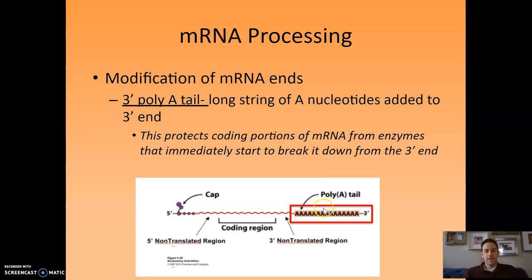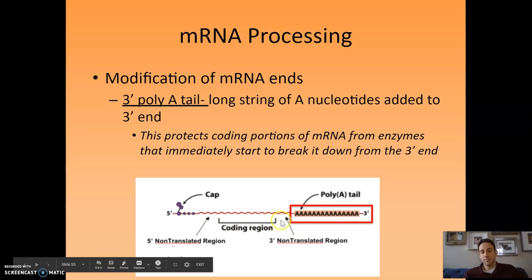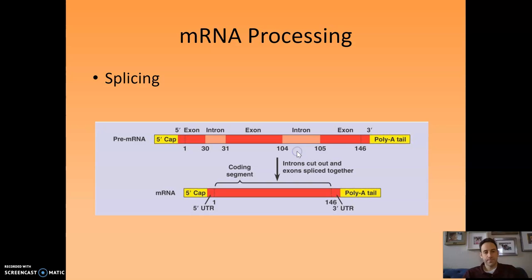On the 3' end, this poly A tail is added. Just a whole bunch of A nucleotides are added. The reason why is that mRNA is not very stable in the cell. Enzymes are going to start to break this thing down from the 3' end almost immediately as soon as it's made. So by having this poly A tail, the enzymes that eventually degrade this mRNA are only going to be attacking this poly A tail at first, right? Chomp, chomp, chomp. And so that preserves the coding region so that it can be used for the next step of translation.